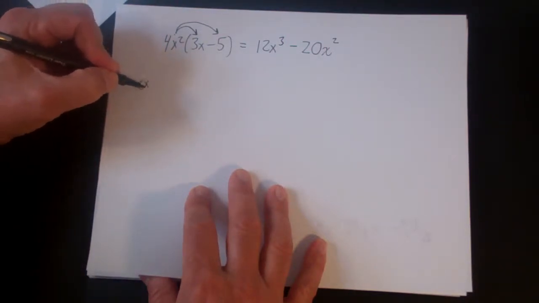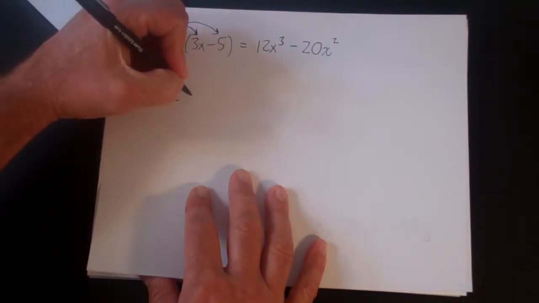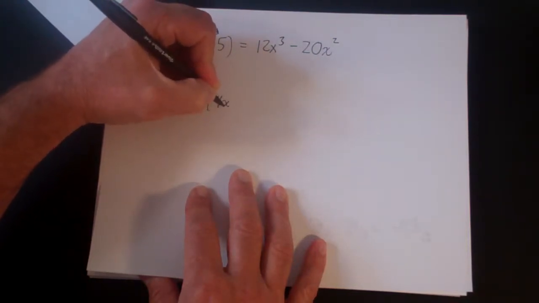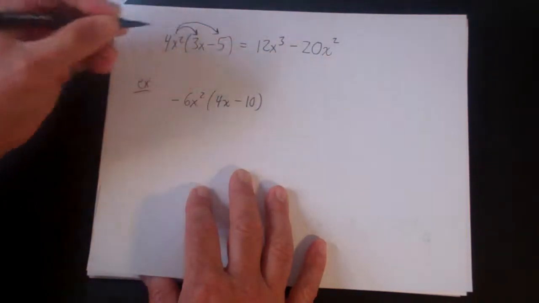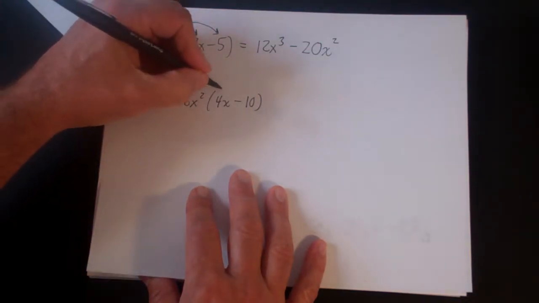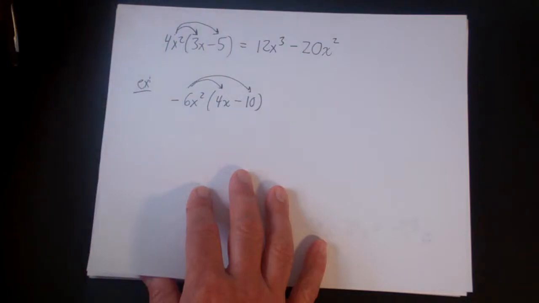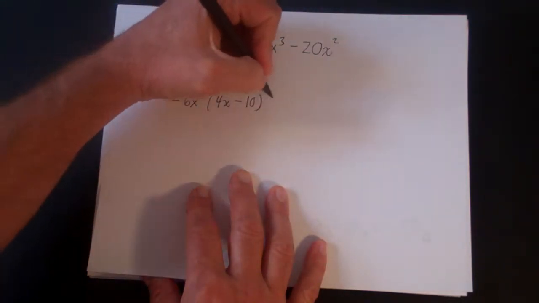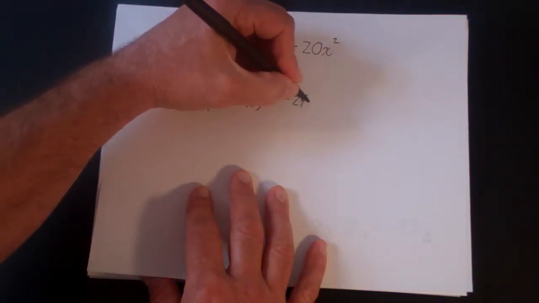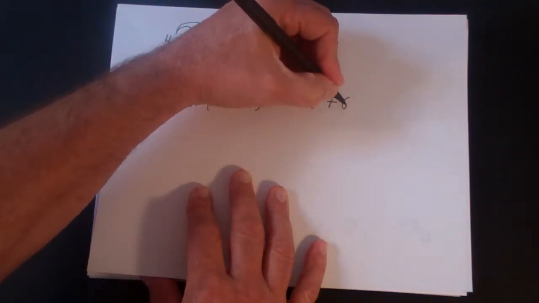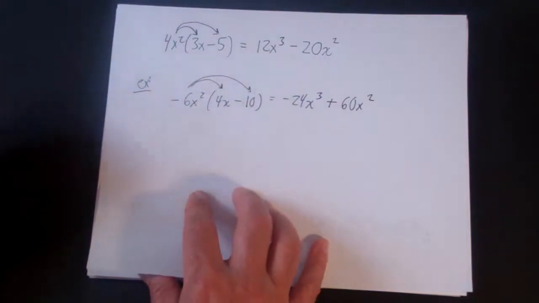If you want to look at another example, let's look at minus 6x squared times 4x minus 10. You just distribute across. And then you go minus 24x to the third plus 60x squared.